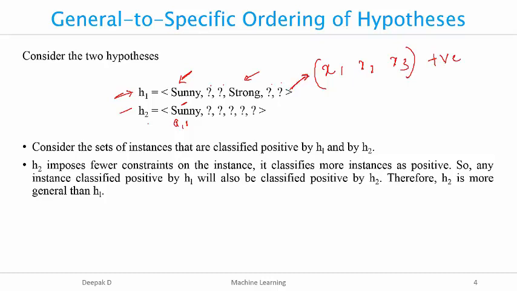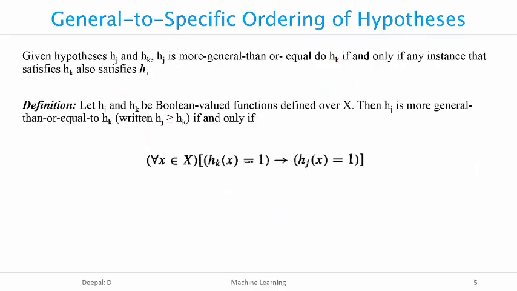If H1 classifies x1, x2, x3 as positive instances, then obviously H2 will also classify them as positive instances, because the constraints in H2 are fewer than in H1. So we can say that H2 is more general than or equal to H1. Now we can define the more general than or equal to relation in terms of the sets of instances that satisfy the two hypotheses.